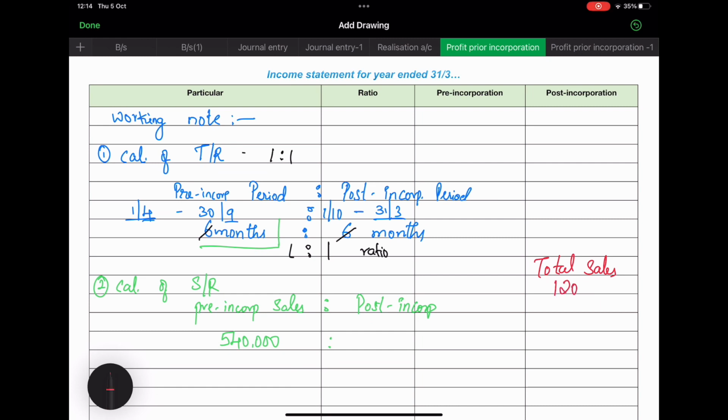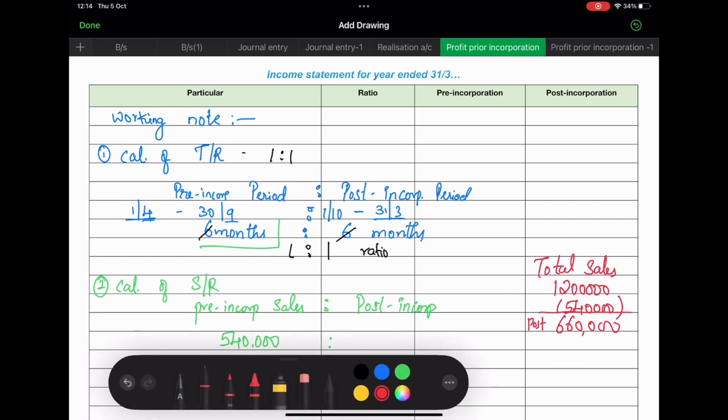So total sales 12 lakh. In that 12 lakh, if you reduce 5,40,000, we'll be getting 6,60,000. So if you minus 5,40,000 from 12 lakh, which means total sales minus pre-incorporation sales, we get the post-incorporation sales value. Got it? In the question, indirectly they have given the details. They have given the total sales value. In total sales, 5,40,000 is related to pre-incorporation, which means the remaining values are related to post-incorporation. Hope you all understood this point, I think.